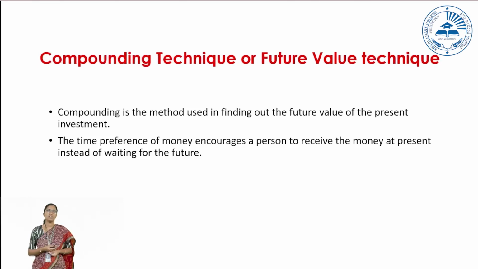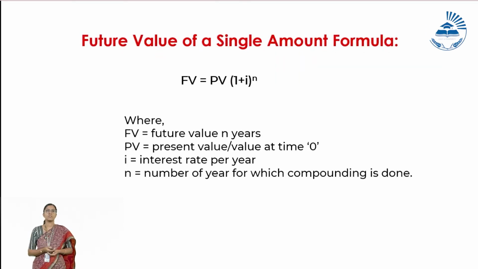So here also a person is interested to receive money today when compared to the same amount of money tomorrow. The formula for calculating the compounding technique or future value technique is FV is equal to PV into (1 plus I) raised to N. This is a simple formula. Using this formula, you can calculate the future value of a present sum of money.